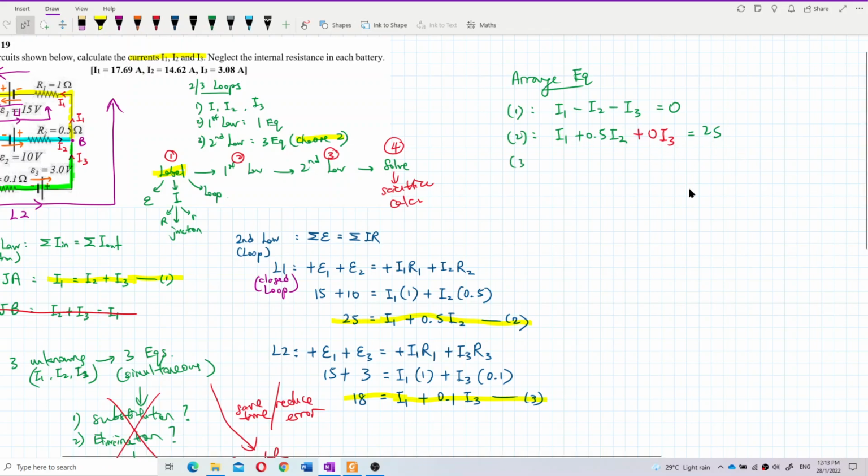Now the third one: this one is I1, and then you don't have I2, so you put in 0 I2, followed by plus 0.1 I3. Always follow the sequence I1, I2, I3. Understand? And this one is equal to 18.